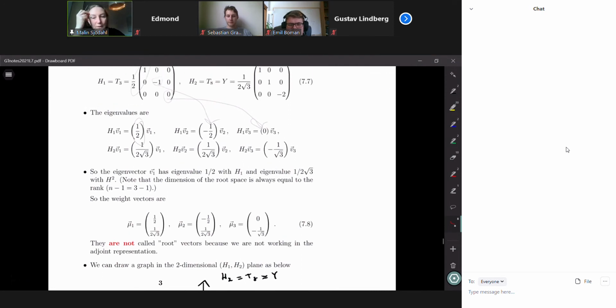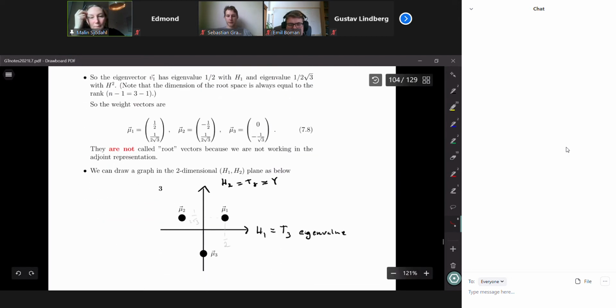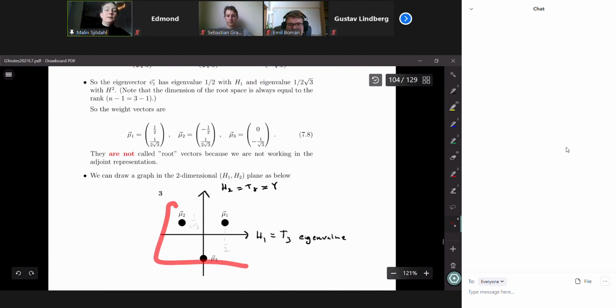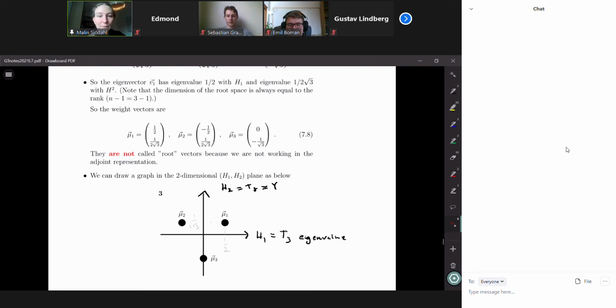These are not the root vectors. So we can draw them in a lattice as is done here, but they are not the root vectors. The root vectors are instead given by the step operator. So the root vectors will take us between these states. So let's come back to that, but first I'll just remark that now we have drawn those states here, and let's see then what we have.